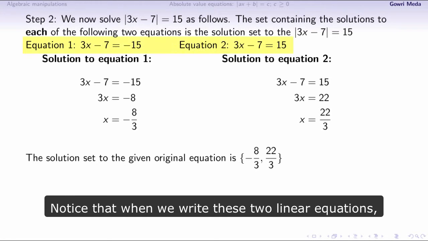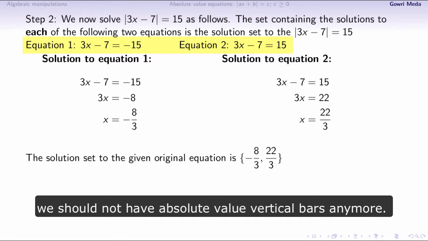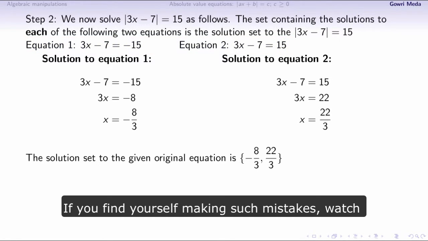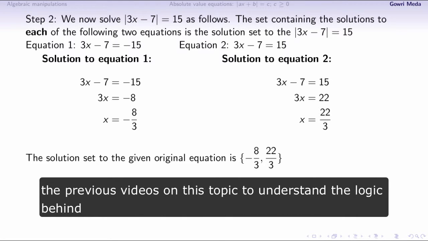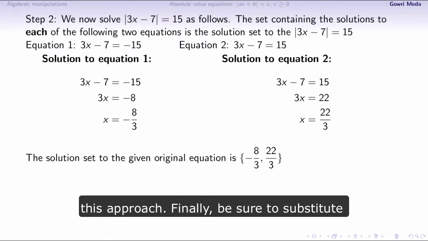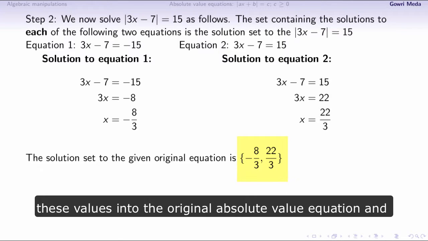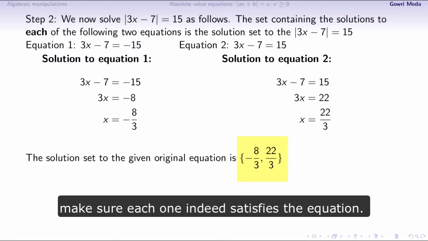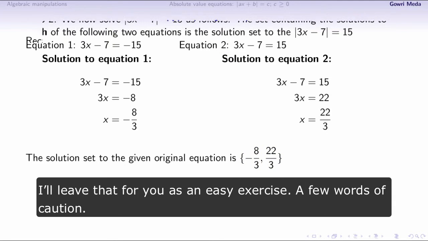Notice that when we write these two linear equations, we should not have absolute value vertical bars anymore. If you find yourself making such mistakes, watch the previous videos on this topic to understand the logic behind this approach. Finally, be sure to substitute these values into the original absolute value equation and make sure each one indeed satisfies the equation. I'll leave that for you as an easy exercise.